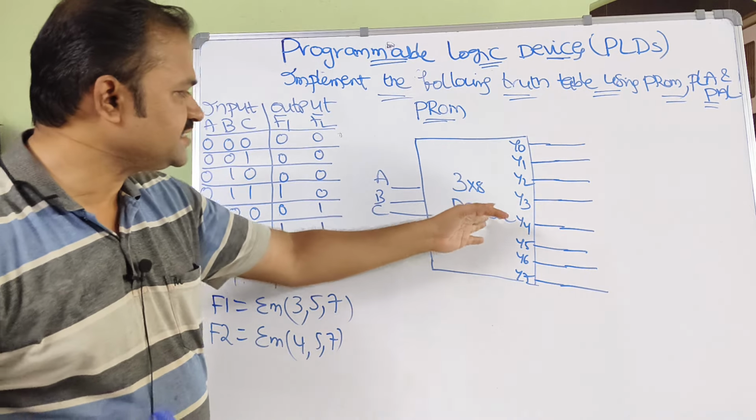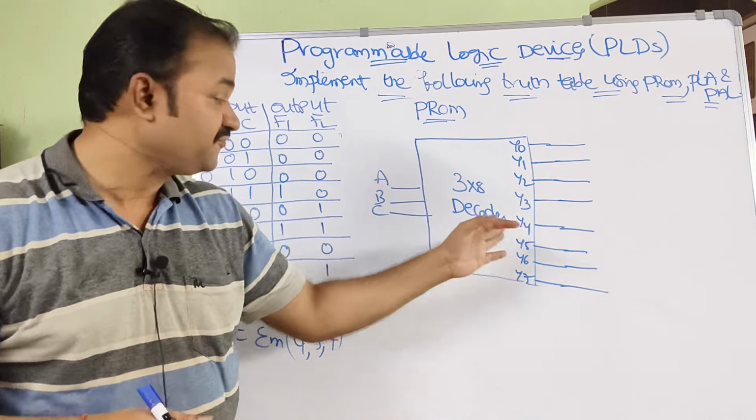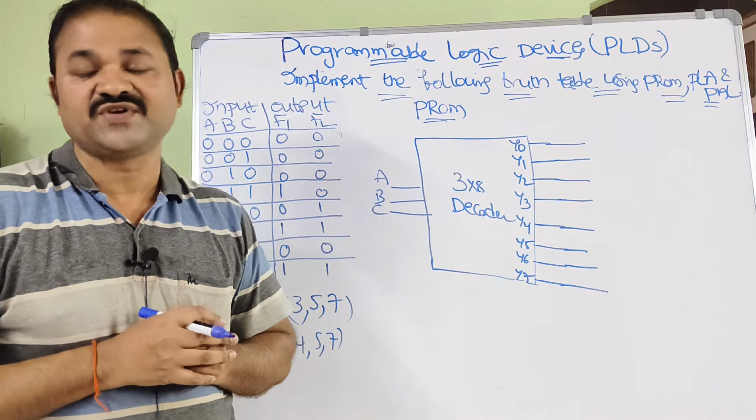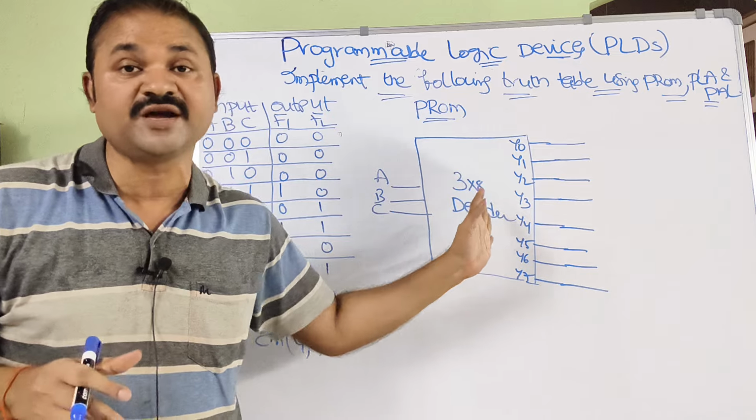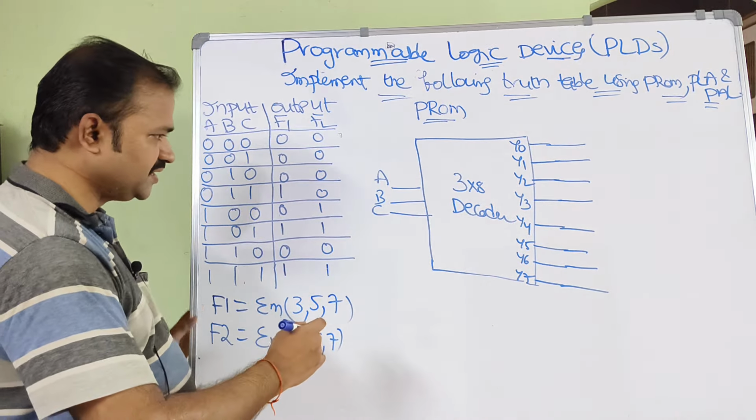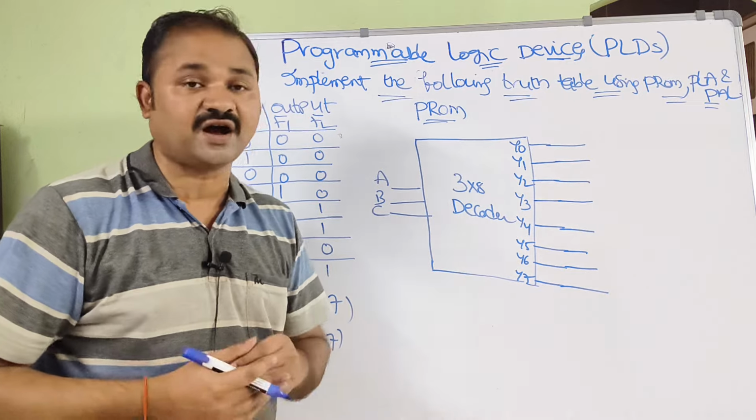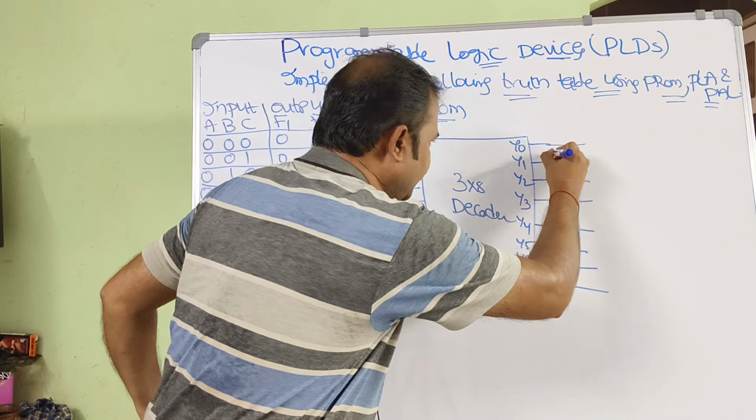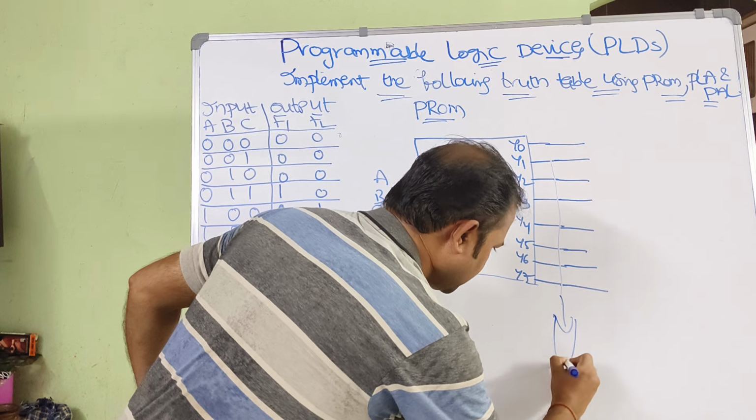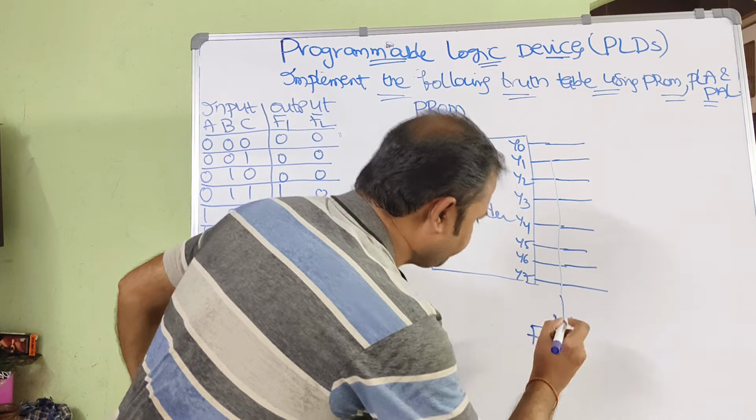Next, this is nothing but a programmable OR, fixed AND gate array. Here the AND gate array is fixed, so we are not doing any programming on the AND gates. Now, what is the expression? After that we will require OR gates. So here let us write a line like this. This is nothing but an OR gate. This line represents F1.